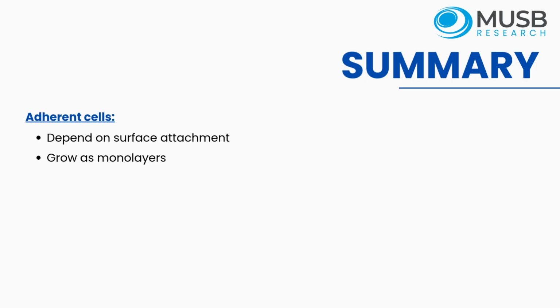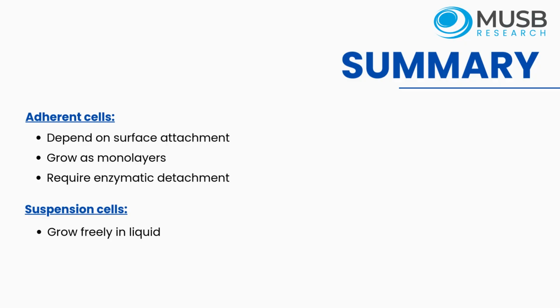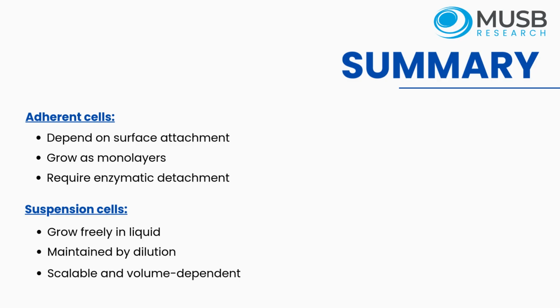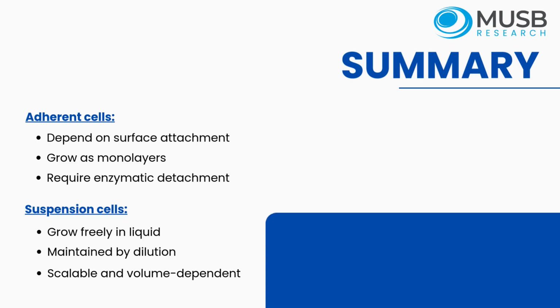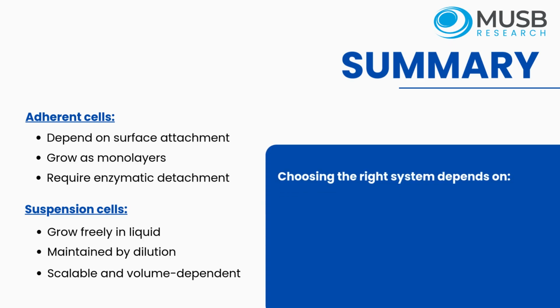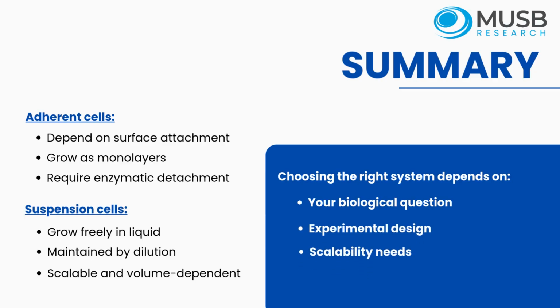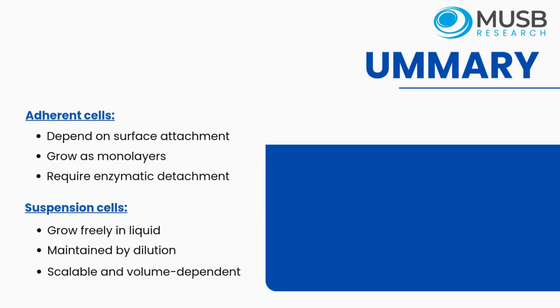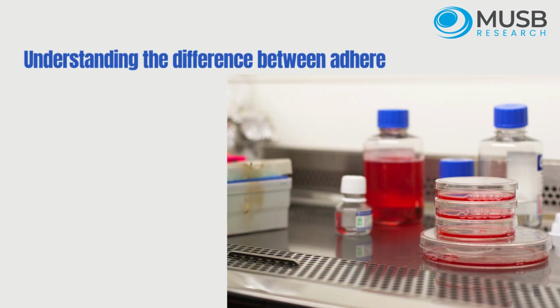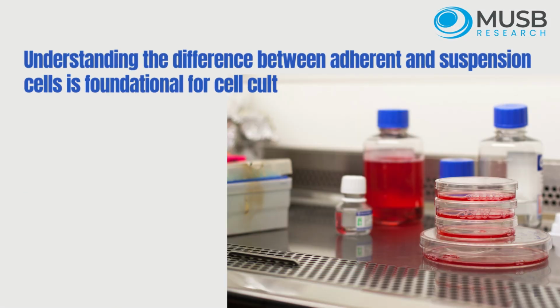To summarize, adherent cells depend on surface attachment to grow. They typically form monolayers and require enzymatic detachment during passaging. Suspension cells, in contrast, grow freely in liquid culture. They are usually maintained by simple dilution and are easier to scale because their growth depends on volume rather than surface area. So choosing the right culture system ultimately depends on your biological question, your experimental design, and your scalability needs. Understanding the difference between adherent and suspension cells is foundational for cell culture.